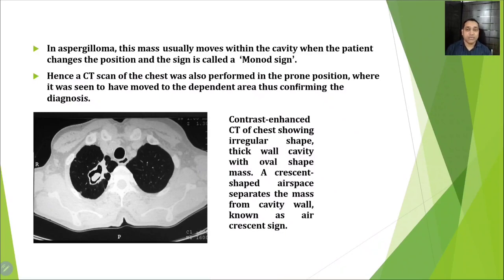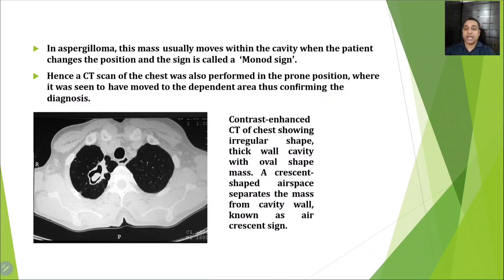That's why we have to perform the CT scan of the patient in the prone position, to see whether that mass moves to the dependent area or not, and this definitely confirms the diagnosis. Okay, this is a contrast enhanced CT scan of the patient which shows an irregular shaped thick walled cavity with an oval shaped mass and a crescent shaped air space which separates the mass from the cavity wall, and this is known as the air crescent sign.